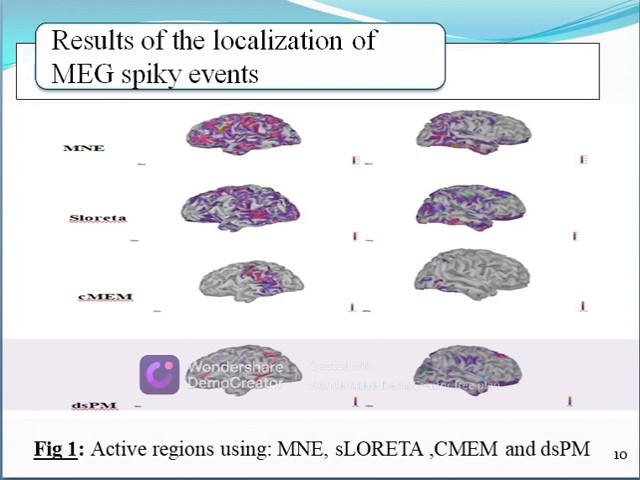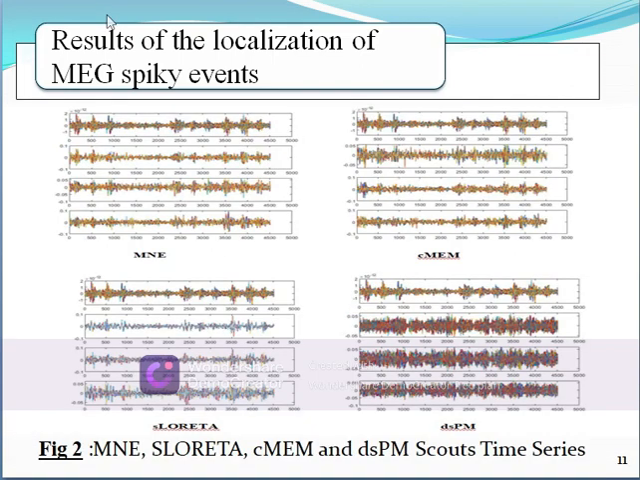MNE and sLORETA techniques yielded multiple active regions. Additionally, dSPM and cMEM yielded significantly fewer active regions on the hemispheres. Here we have used our four distributed inverse problem techniques to evaluate the rate of coupling between the active regions of the subject using spatial extent, scouts and vertices.